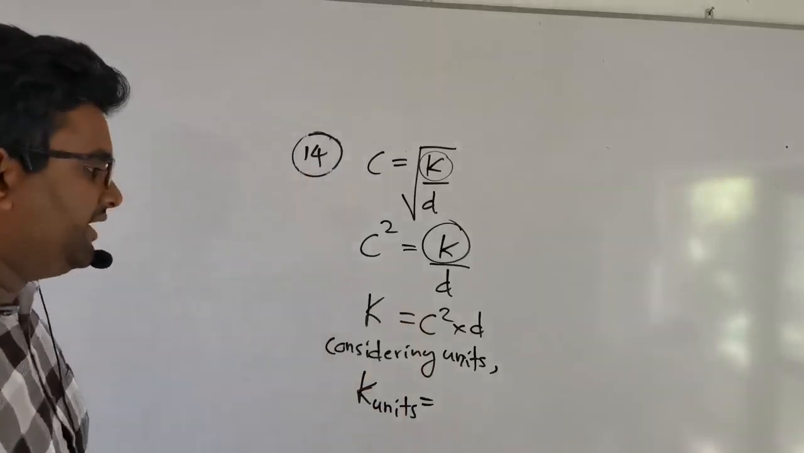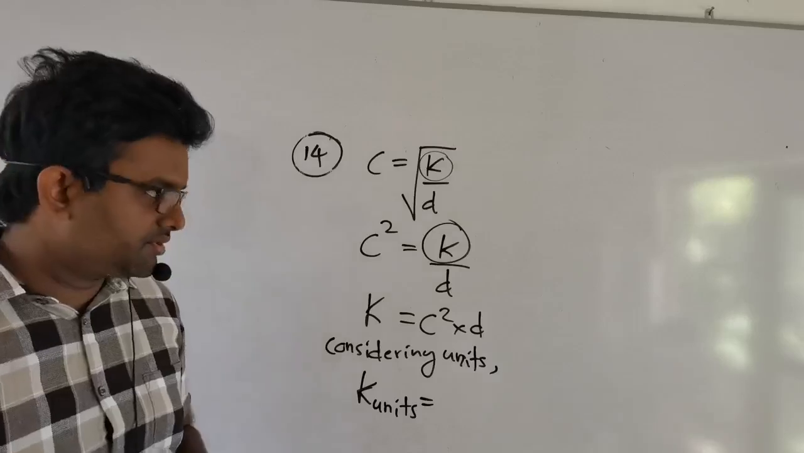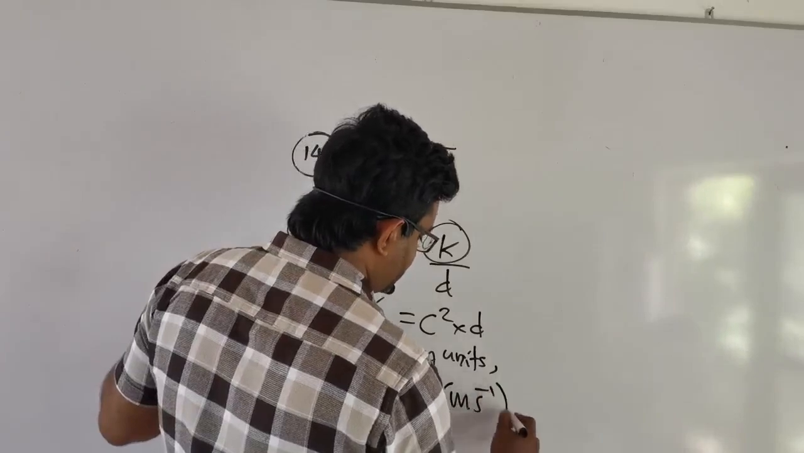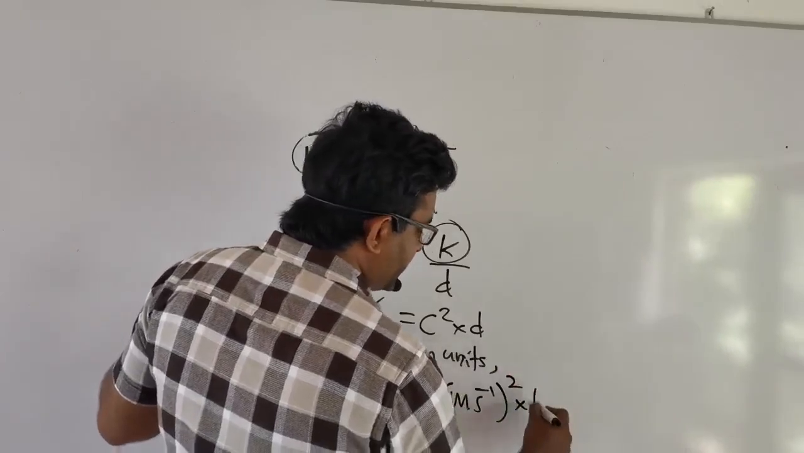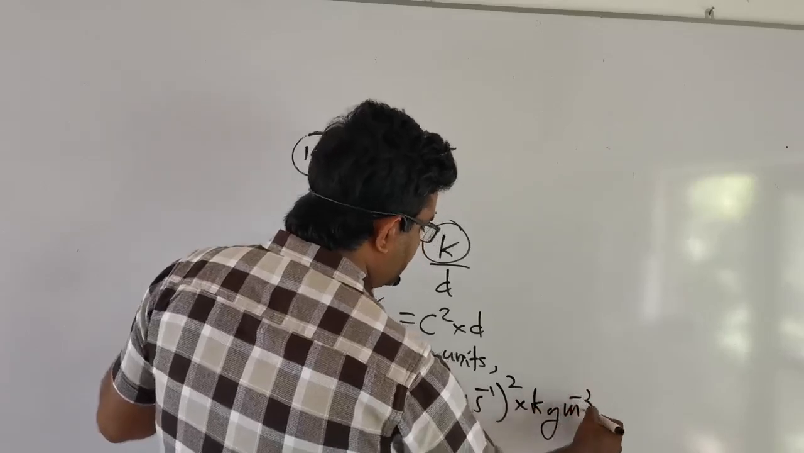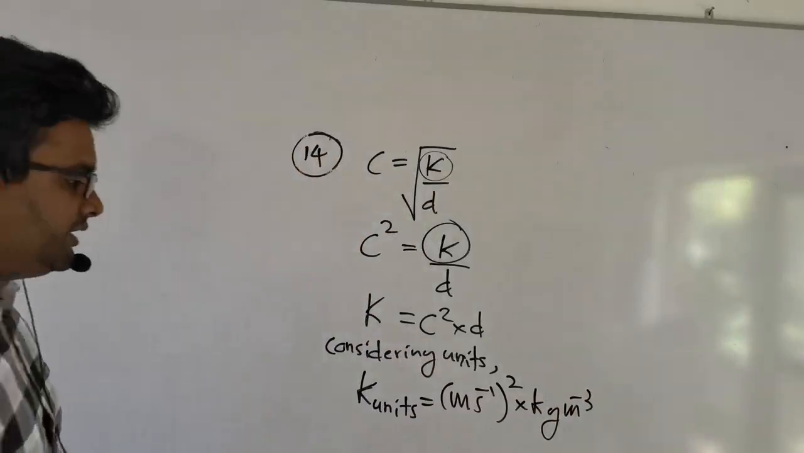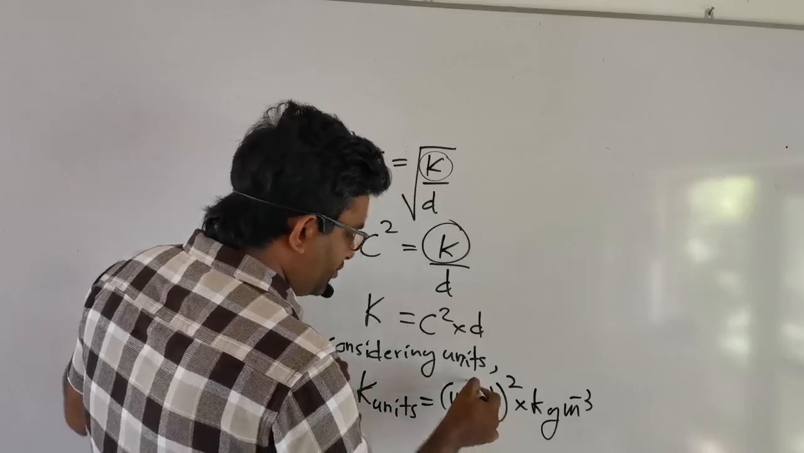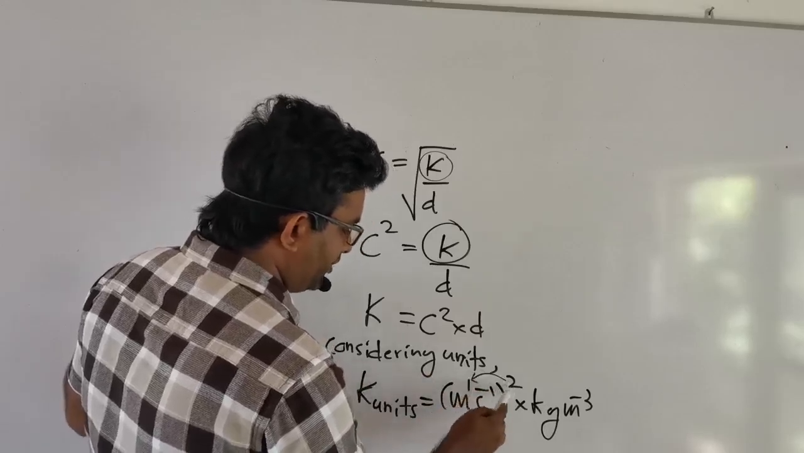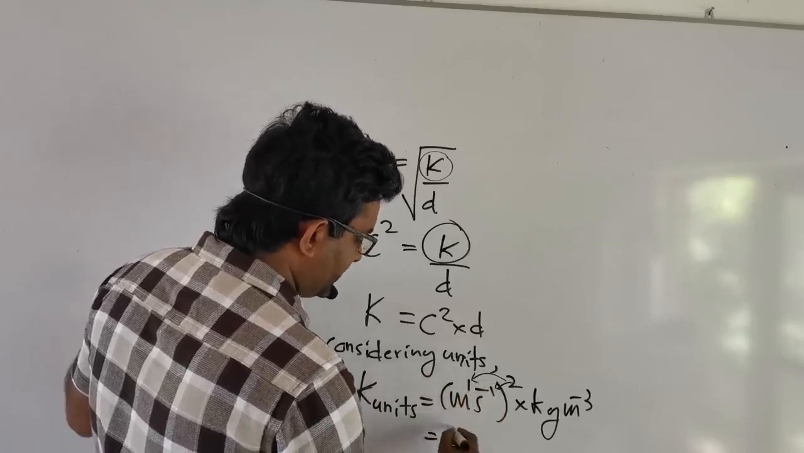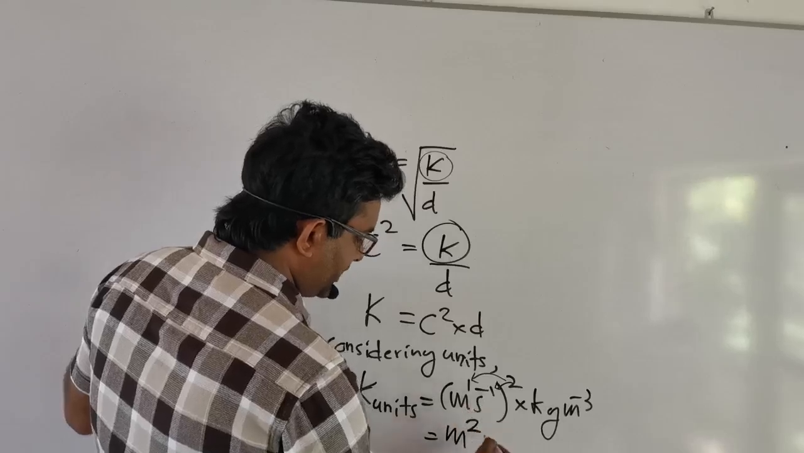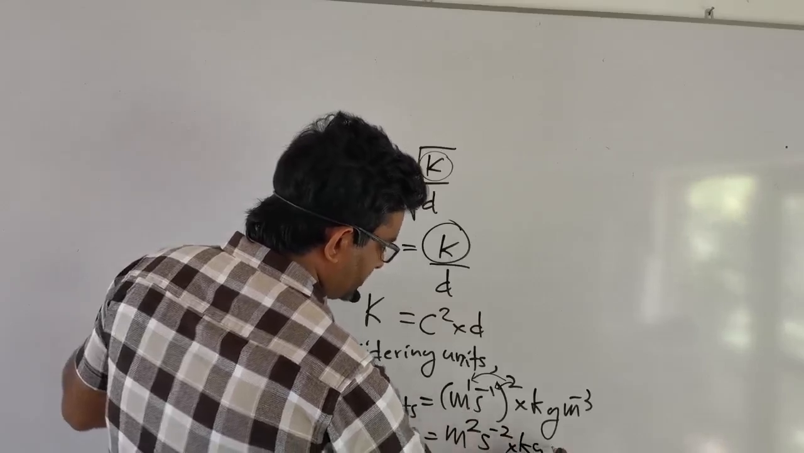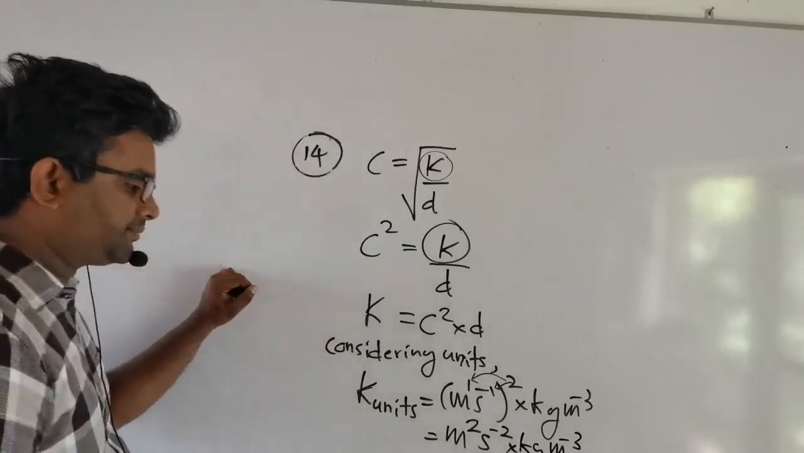This C here is actually the speed of light. Speed, you know the unit: ms minus 1, squared, into density, that is kilograms per cubic meter. Then we can remove the bracket. When removing the bracket, we need to multiply all these powers, so that is m to the power 2, and s to the power minus 2, kilograms, m minus 3.